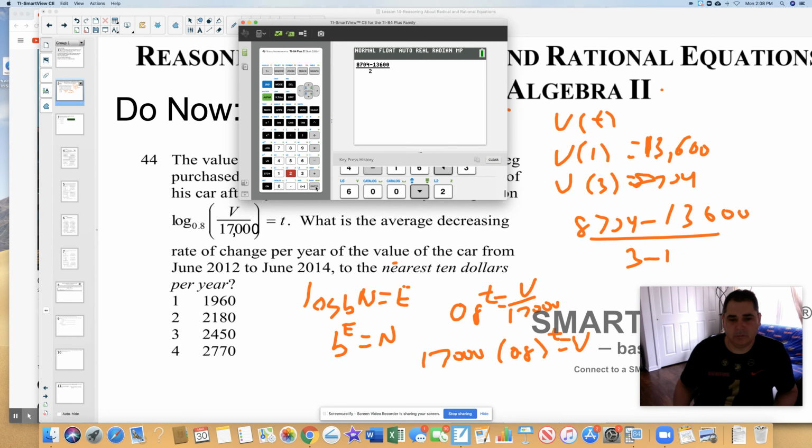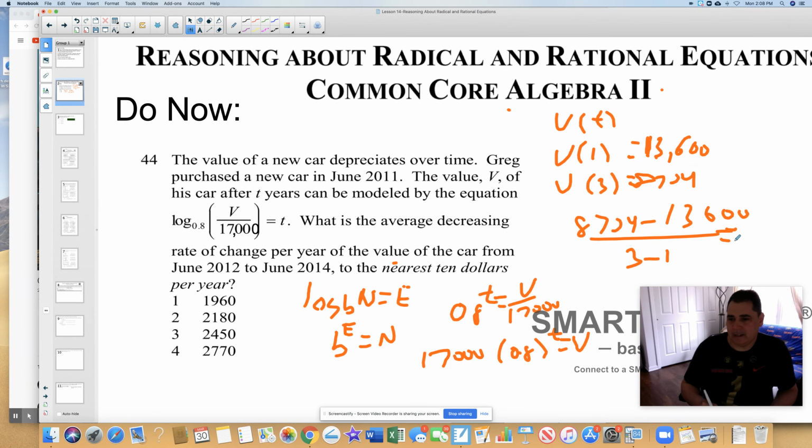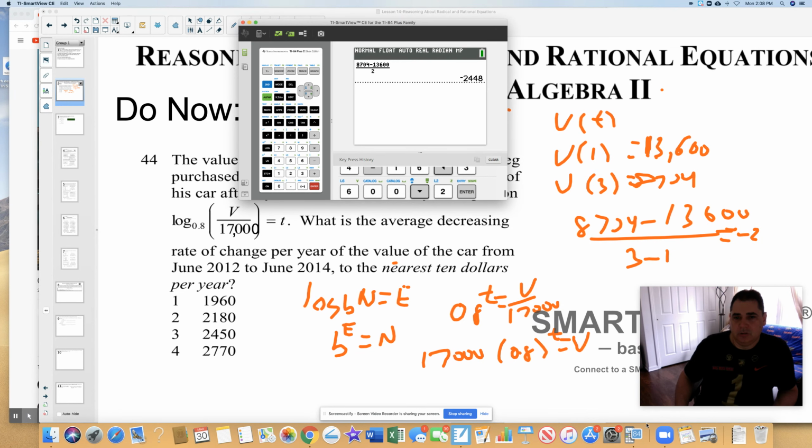Hit enter, and I get negative, which basically means it's decreasing. You get negative 2,448, which basically rounds to, because it's nearest $10, 24.50. So negative 24.50 would be your answer for this one.